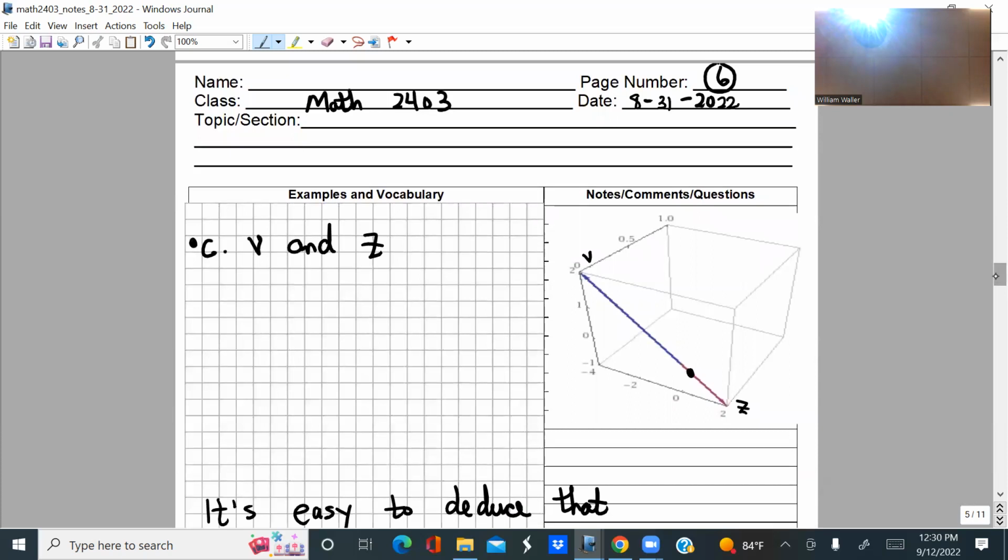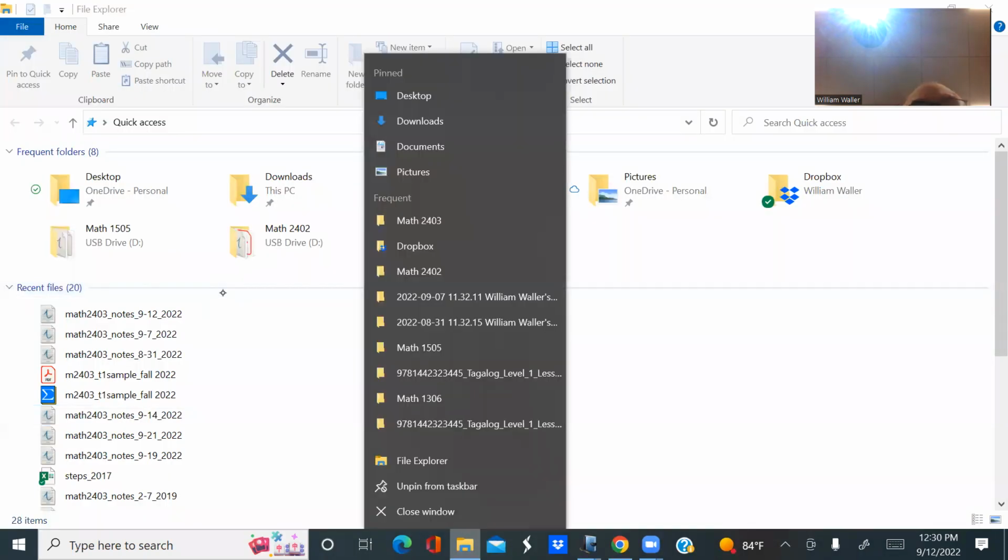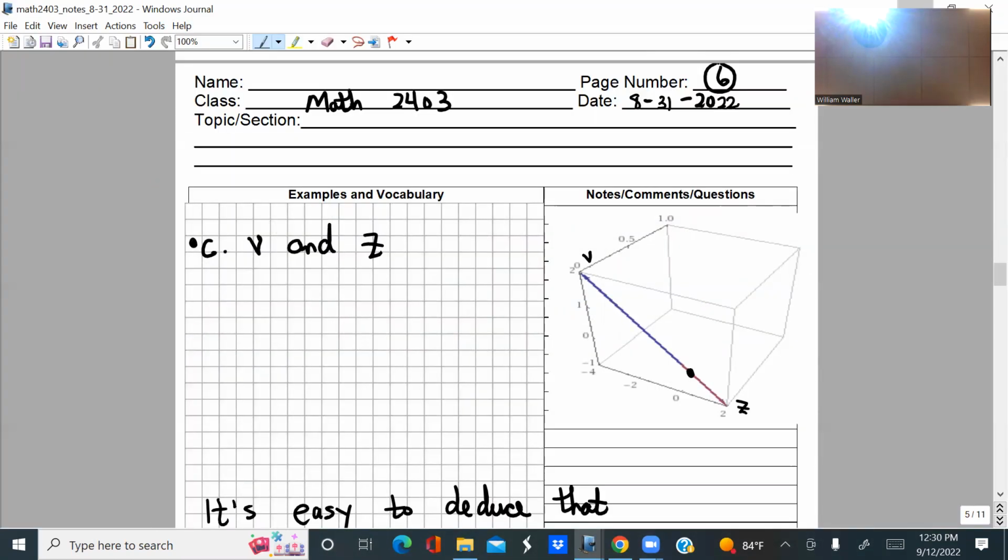V and Z appear to be parallel, except they're just pointing in opposite directions, right? V here is pointing up, and Z there is pointing down. That's a little arrow at the end of that vector Z, which is hard to see. But they still appear to be parallel, even though they're pointing in opposite directions. So let's try computing the angle between them, and we want to end up, of course, with 180, right? Let's see what happens if we do end up with 180.